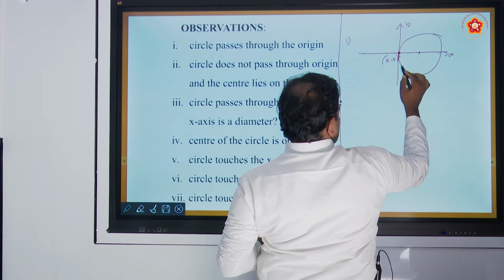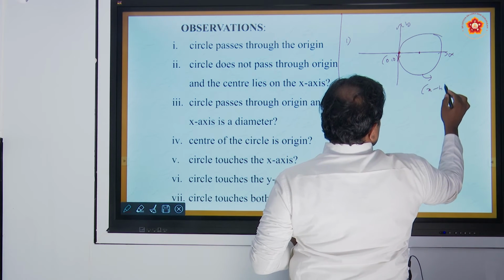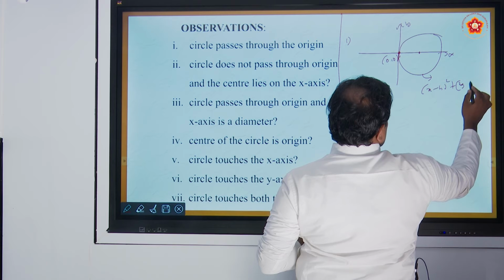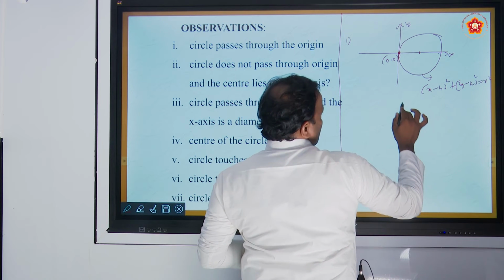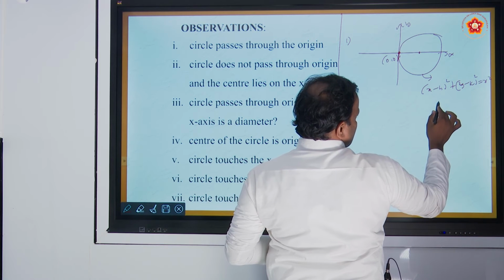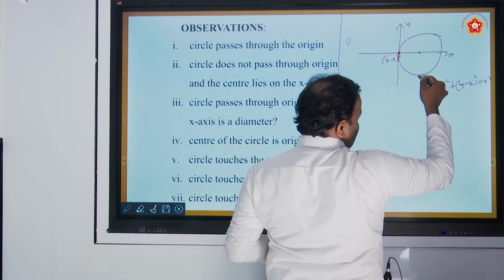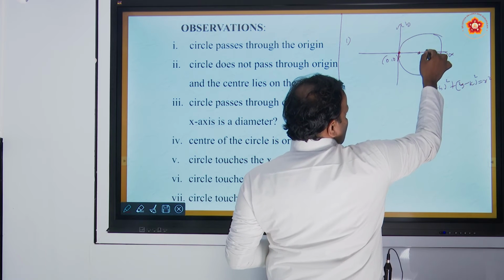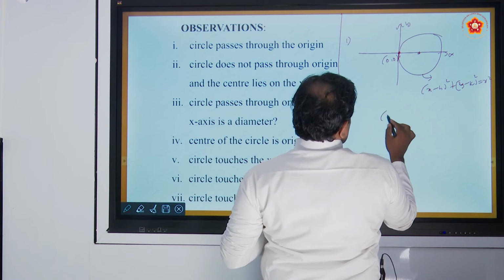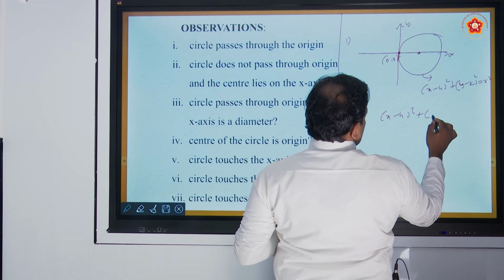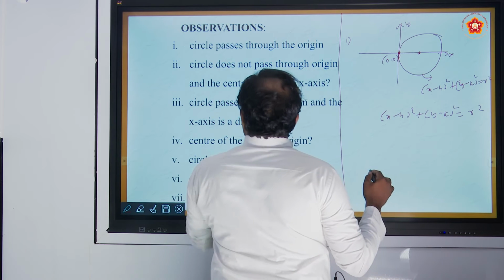A point on the circle is x comma y. Suppose you take the circle equation like this: x minus h whole square plus y minus k whole square equal to some r square. If this circle is passing through the origin, put x equal to 0 and y equal to 0. What happens here? If the center lies on the origin, it is different: x square plus y square equals r square. But here the center lies on the x-axis and the circle passes through the origin. For example, x minus h whole square plus y minus k whole square is equal to r square. Okay.